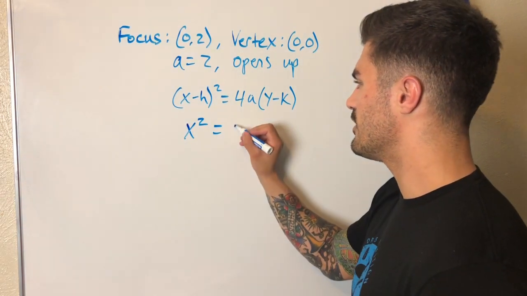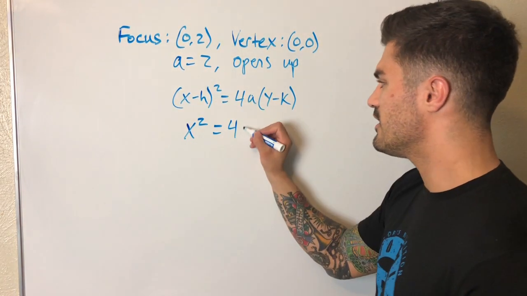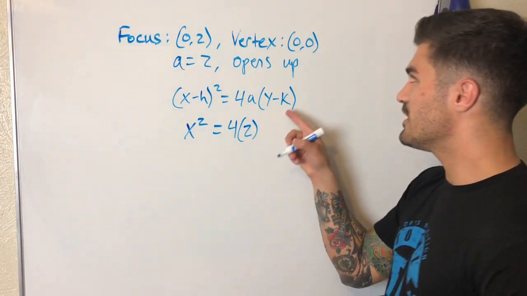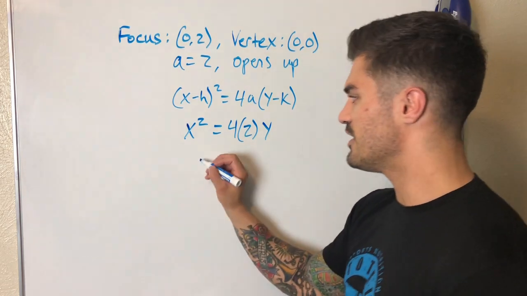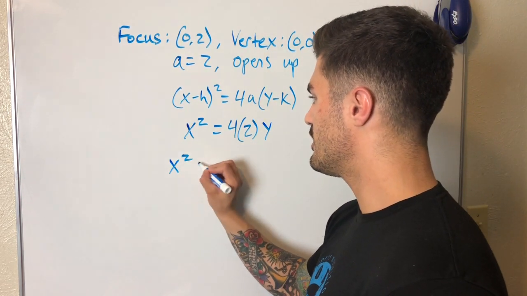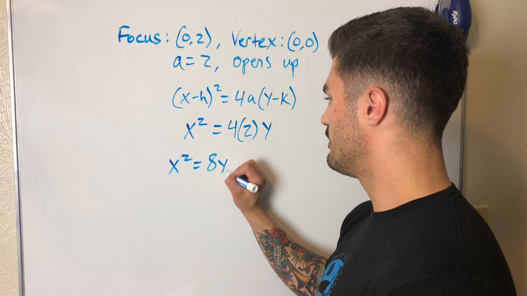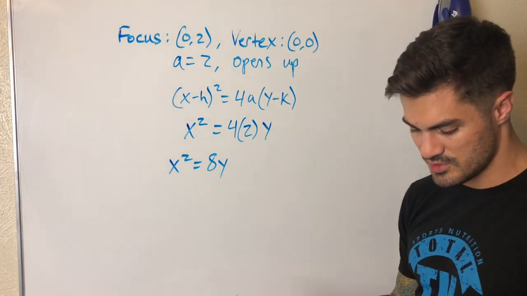That means we have x squared equals 4. Oh, we know our a, that's 2. And y minus k, k is 0. So we have y here. So really, if we simplify this, it's just x squared equals 8y. All right, does it ask us to graph this as well?